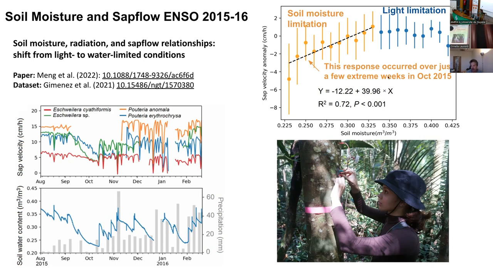But what we found in October of 2015 is there were these few weeks, and this only occurred during a few weeks, where there was this sharp drop in transpiration associated with these very low soil moisture conditions.